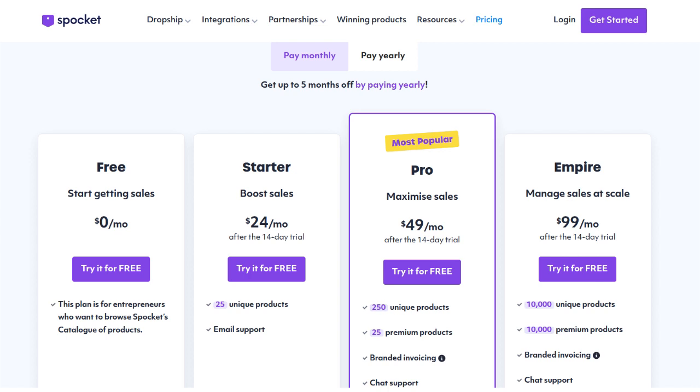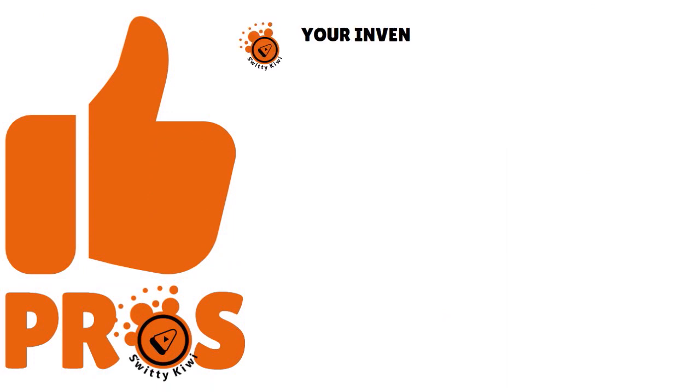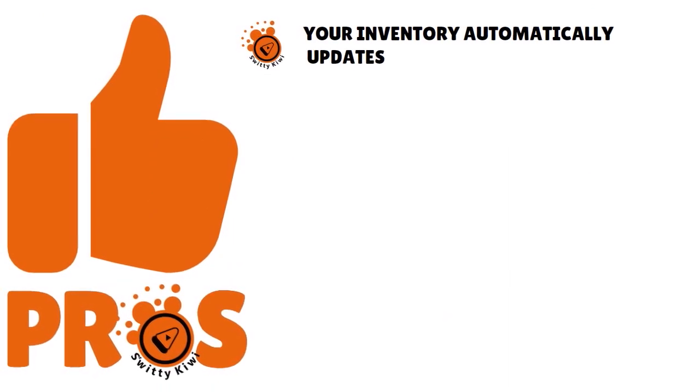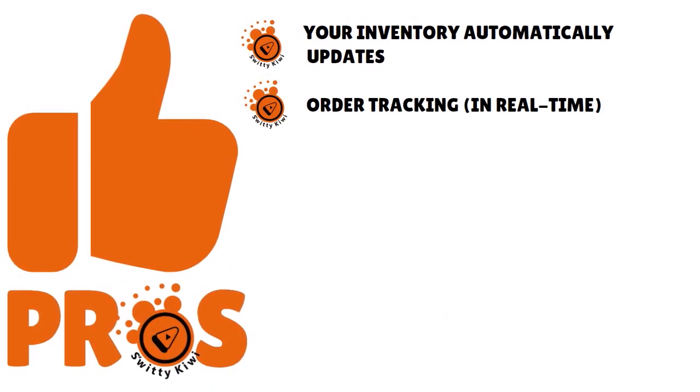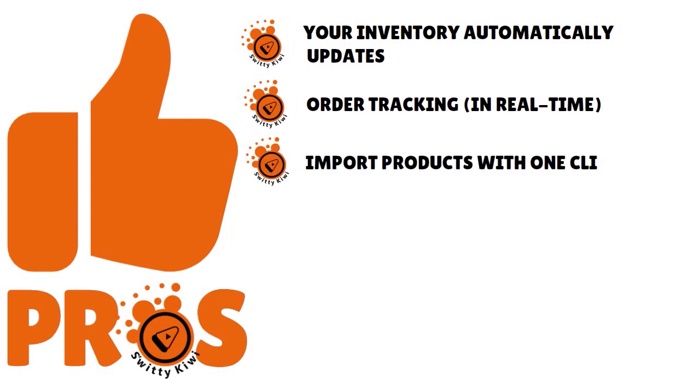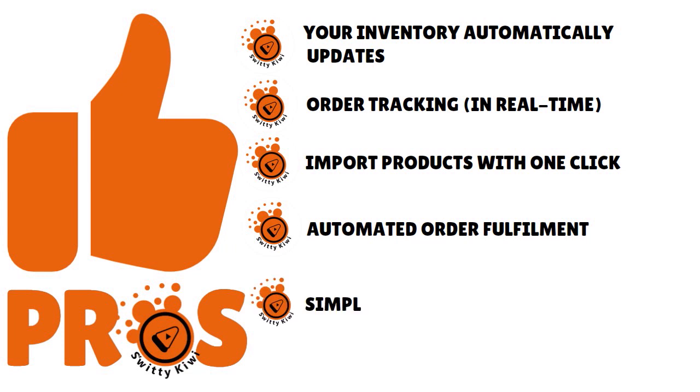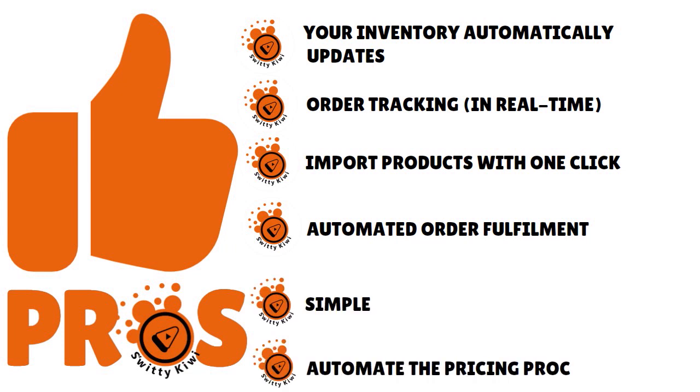And one thing I also want to say very quickly here is that with Spocket, you have a lot of pros and a few cons. What are the pros? Your inventory automatically updates. You can import the products with one click. You can monitor your order tracking in real time, right? You have automated order fulfillment. It's very simple. And you can automate the pricing process.